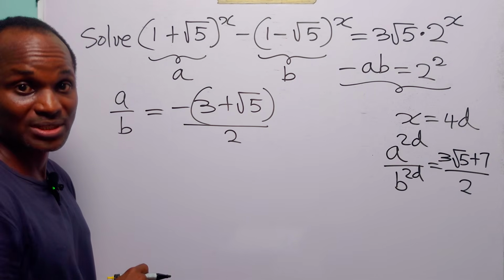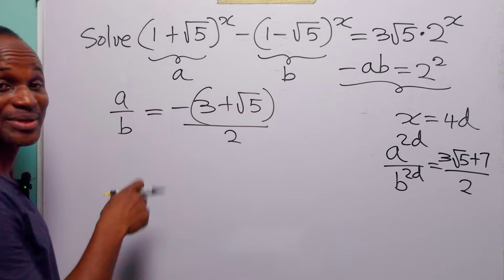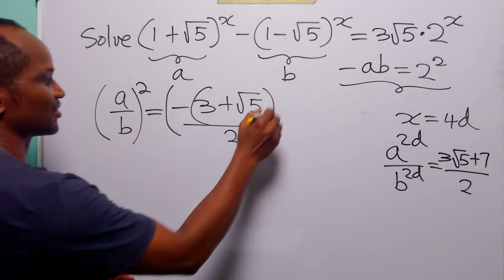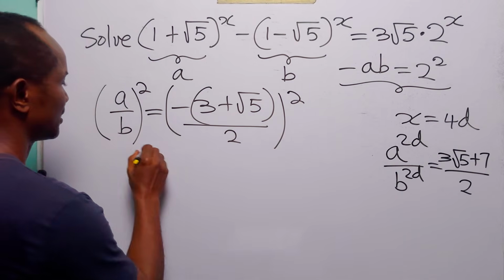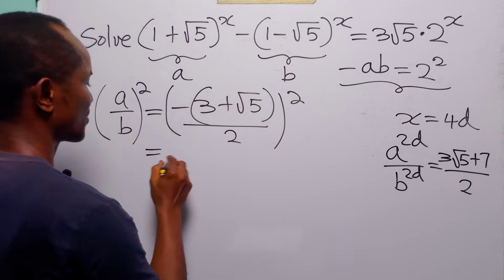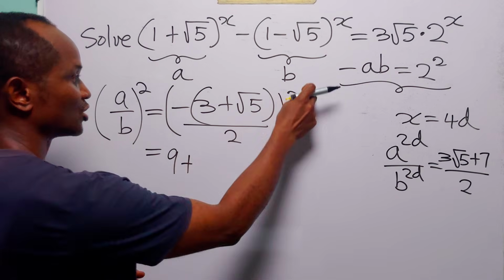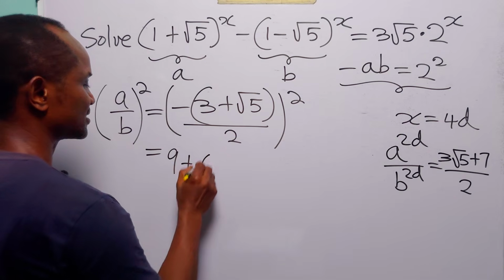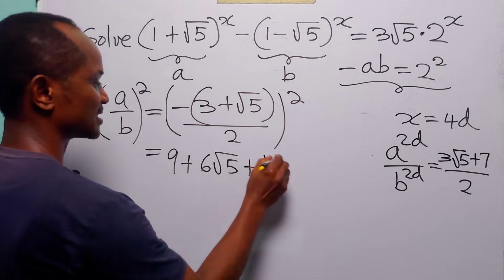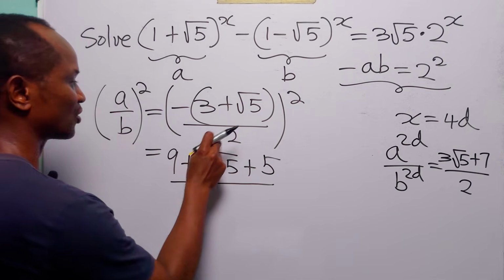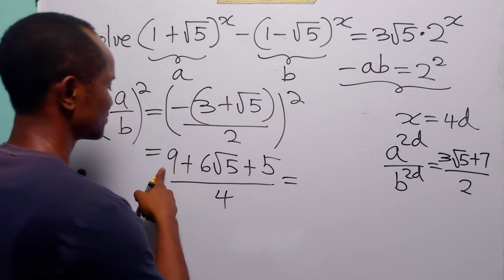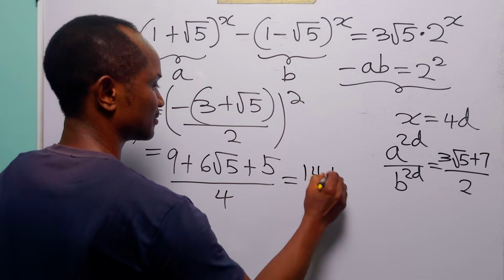Now, the next thing we are going to do is that we will find a over b squared. And of course, to do that, we simply square both sides of this equation. Now, this is going to take care of this. We have 3 squared, which is 9. 2 times 3 times root 5, that is 6 root 5. Root 5 squared, of course, is 5. And in the denominator, we have 2 squared, which is 4. Now, this is equal to 9 plus 5 is 14.